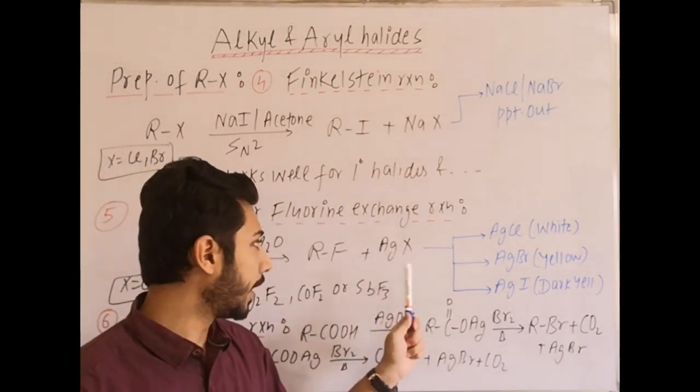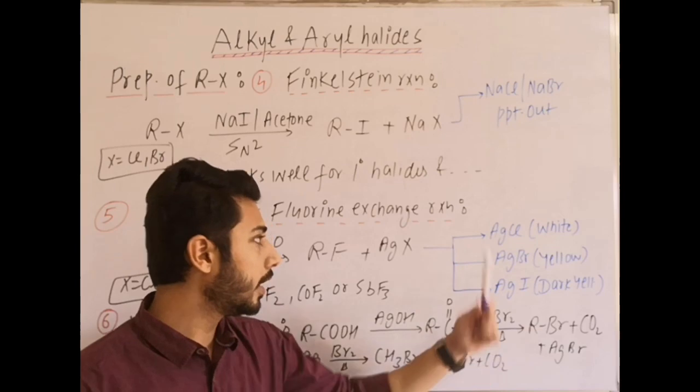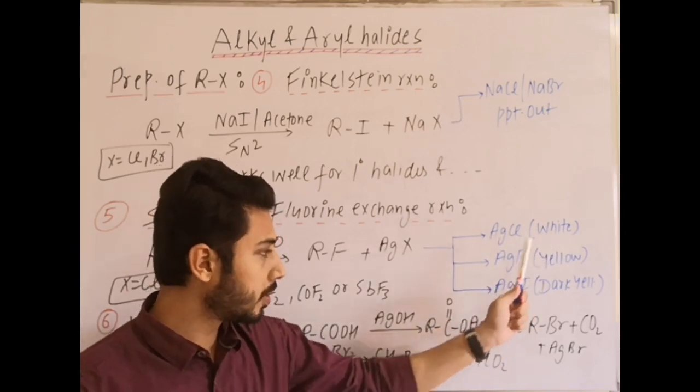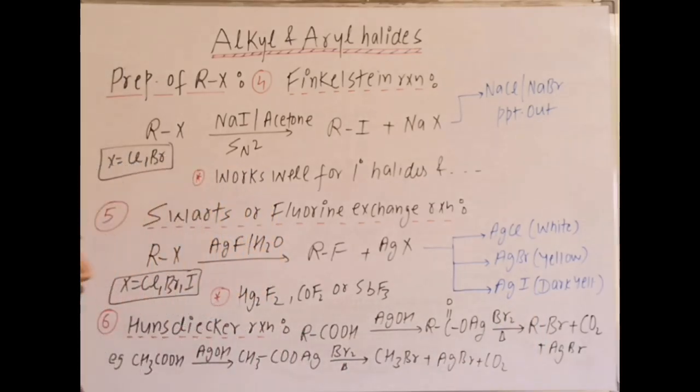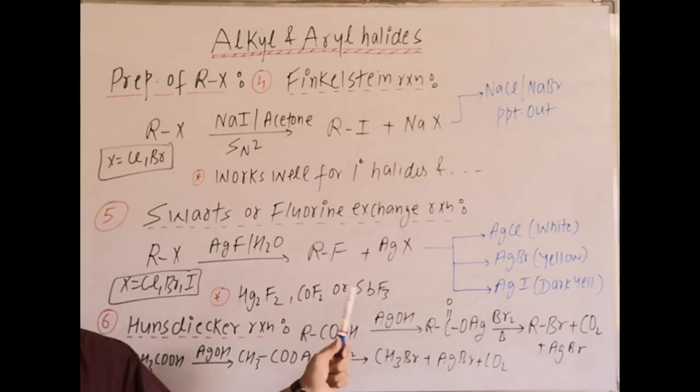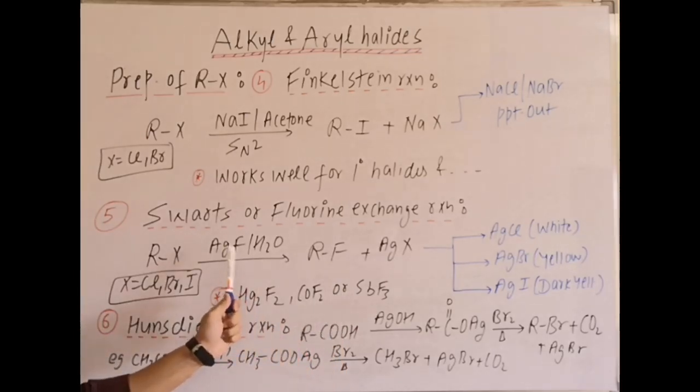Plus here what is formed? AgCl or AgBr or AgI. AgCl is a white precipitate, AgBr is a pale yellow, light yellow precipitate, AgI is a dark yellow precipitate. These are the two halogen exchange reactions. Next reaction is the Hunsdiecker reaction. Before that, some other metal halides are written, Hg2F2, CuF2. These are given in NCERT also. To remember, they also can be used here in the Swarts reaction. Then the next reaction is the Hunsdiecker reaction.